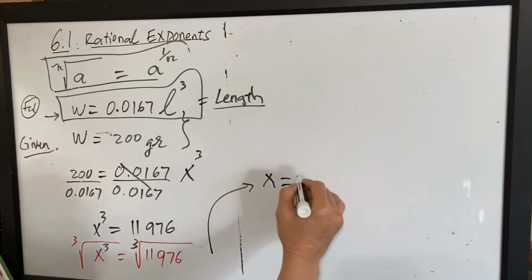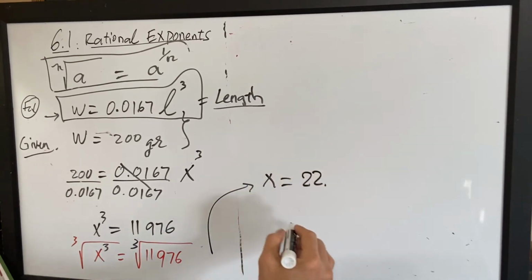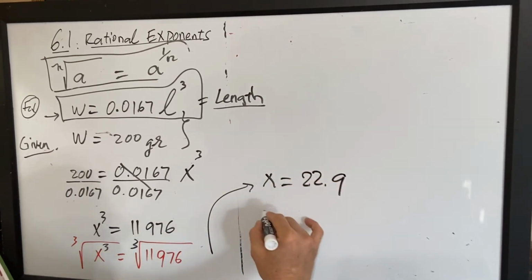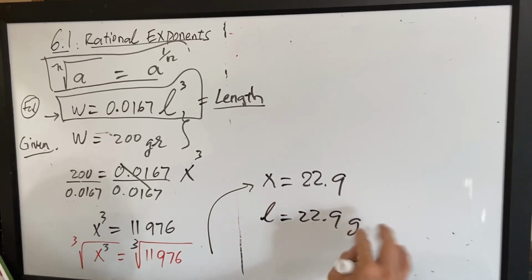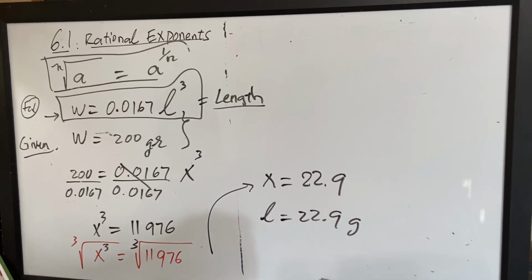And then using your calculator, you will have 22.9. That is the length. The length is in inches, or I believe it's in, let me see, yes, centimeters. There we go, centimeters. Okay, I think we are done with example 5, and that is your application.